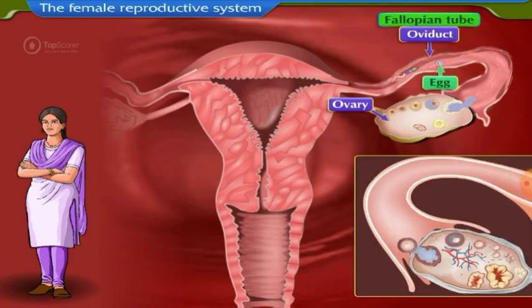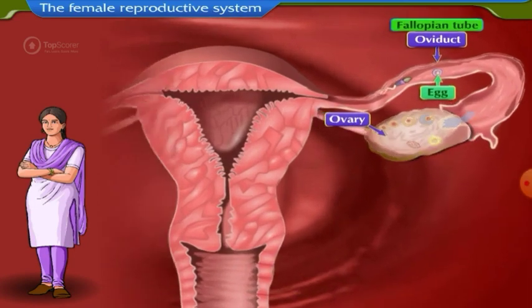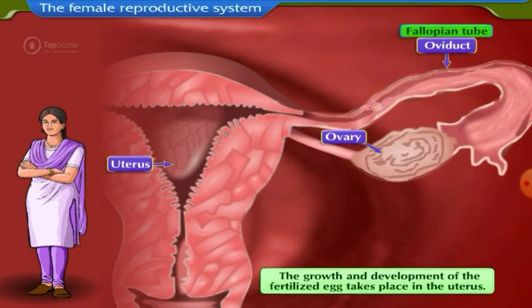The oviduct or fallopian tubes are tubes with funnel-shaped openings which cover the ovaries. The fertilization of an egg with the sperms takes place in the oviduct. The oviducts connect to a bag-like structure called the uterus or womb. Uterus is a muscular organ. The growth and development of the fertilized egg takes place in the uterus.